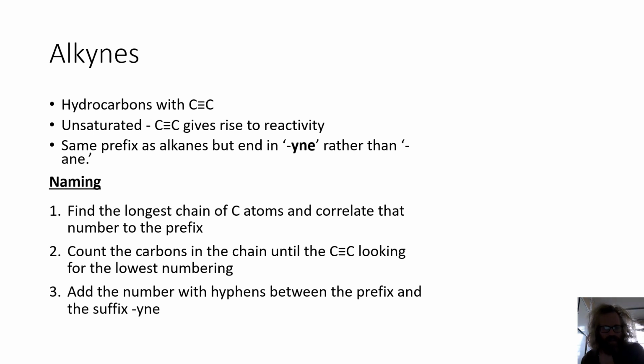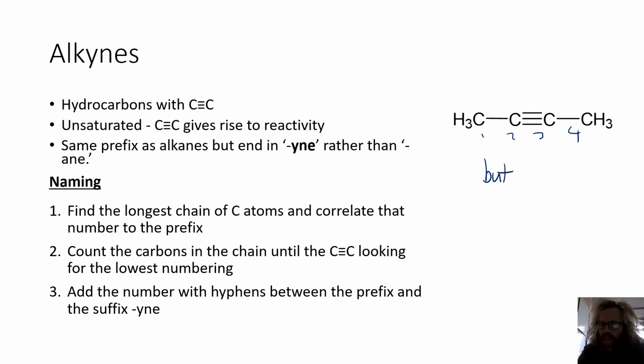So let's see that here. We've got how many carbons on this molecule? 1, 2, 3, 4. This is bute. And the triple bond is on the second carbon either side, so it's but-2-yne.